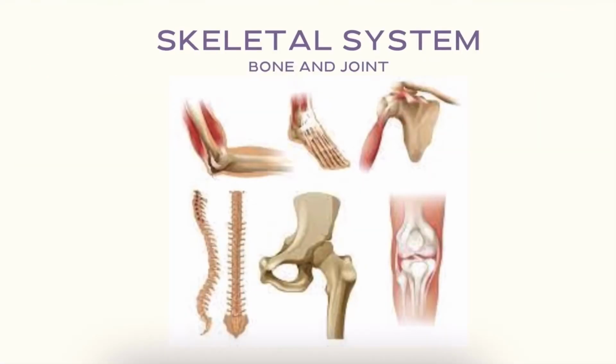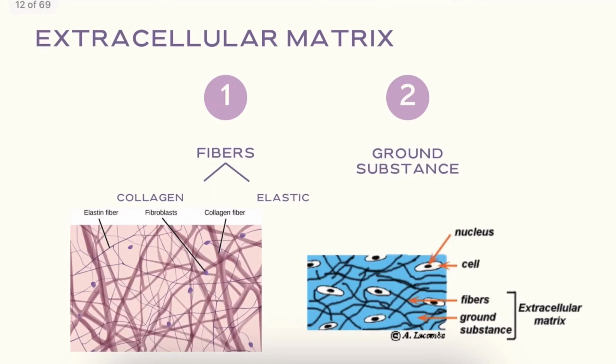So we're now going to talk about the skeletal system, so more on the bones now. Let's start off with the extracellular matrix. The main components of the extracellular matrix are our fibers and ground substance. We have our collagen fibers. Our collagen fibers have assemblies in bones.